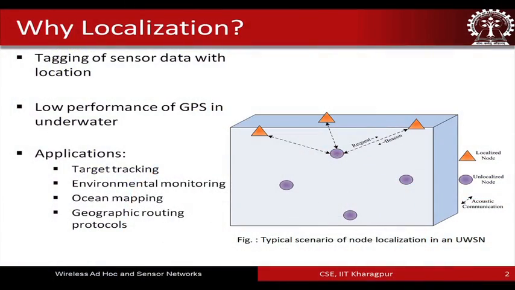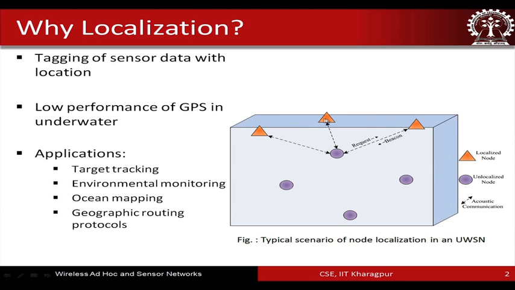So, what is localization? Once again, localization is about finding the locations of the different nodes in the network with respect to the known locations of the other nodes in the network. So, there will be some reference nodes whose locations will be known, and we try to locate the other nodes whose locations are not known as a function of the known locations of these nodes. So, this is how it looks.